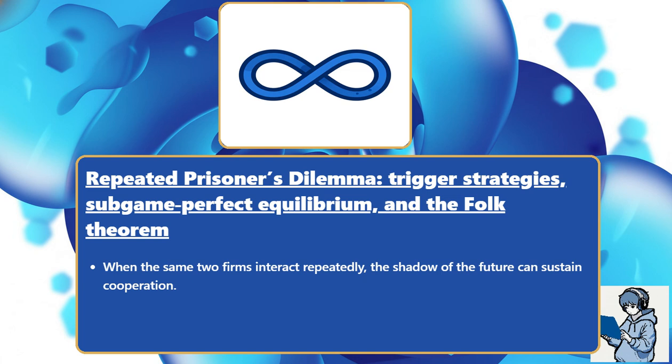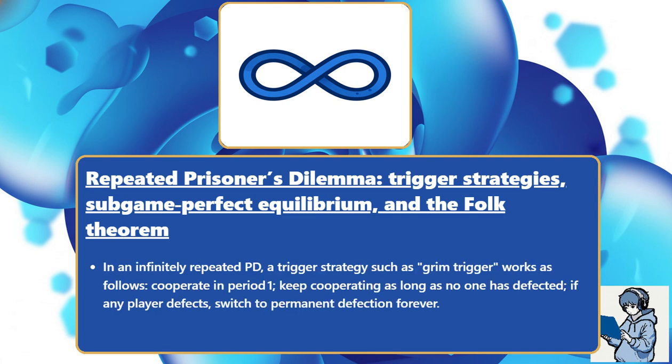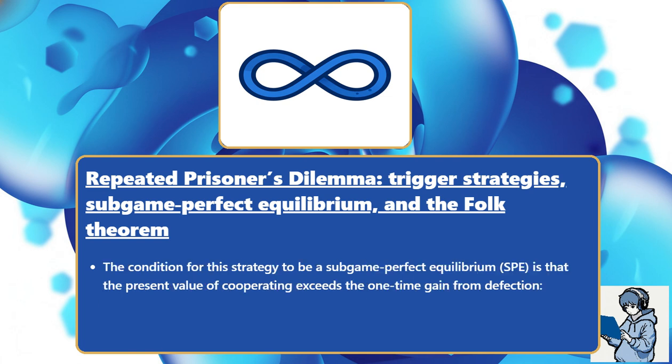When the same two firms interact repeatedly, the shadow of the future can sustain cooperation. In an infinitely repeated PD, a trigger strategy such as Grim Trigger works as follows: cooperate in period 1, keep cooperating as long as no one has defected. If any player defects, switch to permanent defection forever. The condition for this strategy to be a subgame perfect equilibrium, or SPE, is that the present value of cooperating exceeds the one-time gain from defection.